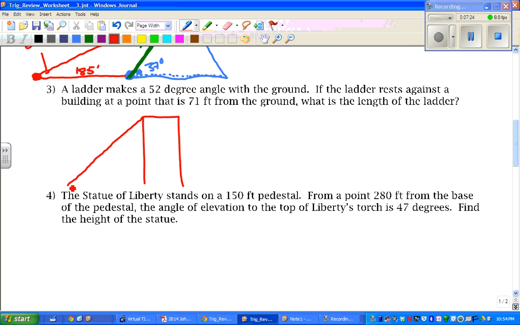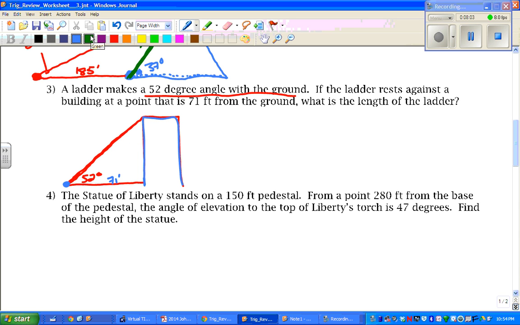So I'm going to draw my ladder. Okay? It says it makes a 52-degree angle with the ground. So here's my ladder, and here is the ground. It's going to make a 52-degree angle between the ladder and the ground. It says the ladder rests against the building. It's 71 feet from the ground. So here is where the building is in blue, and here's where my ladder is, all the way over here, and the distance between the building and the ladder is 71 feet away. And they want to know what's the length of the ladder.